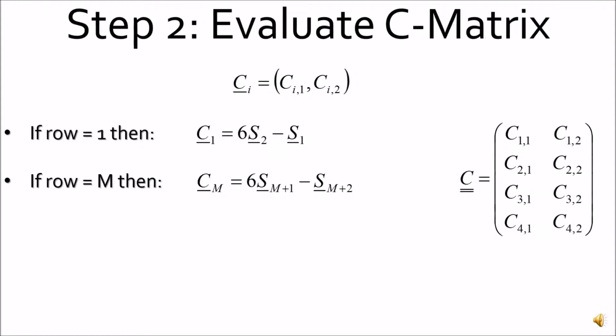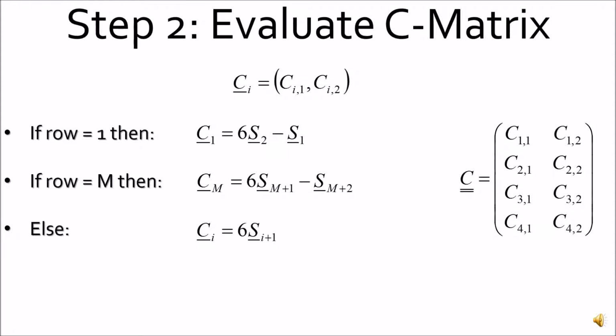For the last row, it's a similar situation. It's going to be 6 times the m plus 1 row, and you take away from that the single 1 times S times the m plus 2 row. The m here refers to the C matrix, so m plus 1 refers to, for example, in our case, the 5th row, and m plus 2 refers to the 6th row, which of course exist within the S matrix, but don't within the C matrix. So just to be clear, these subscripts correspond to the C matrix.